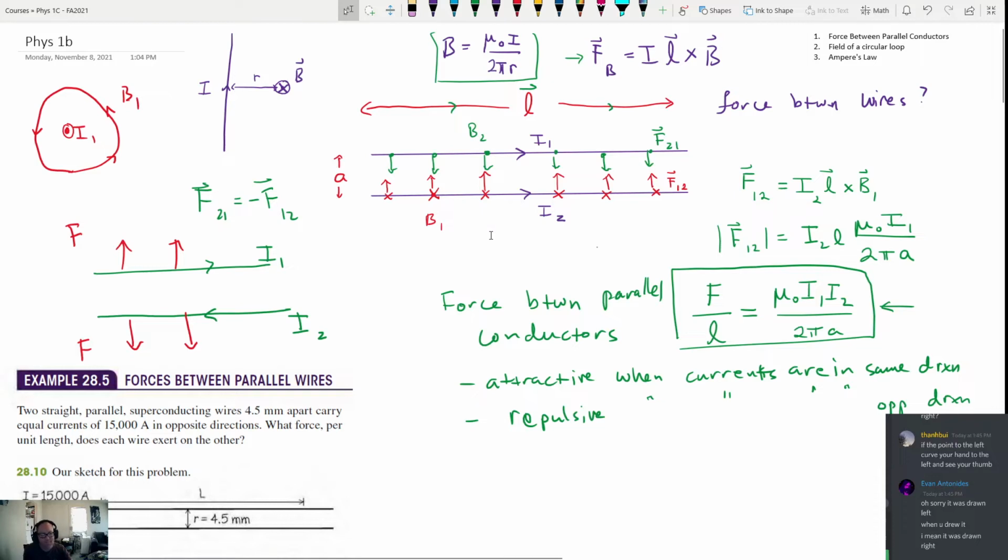When I have a wire like I1, let's draw it over here so it's by itself. If I have a wire like this, I1, that's the same direction as it's pointing up here. Above the wire, the magnetic field is going to come out of the page. And below the wire, the magnetic field is going to go into the page.